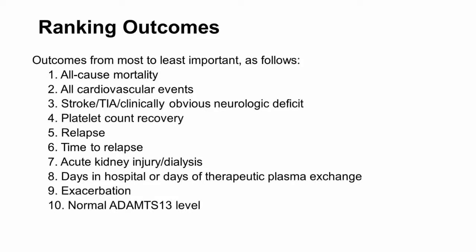So here's our list of outcomes we were interested in. And we rank these outcomes from most to least important. So the most important outcomes were all-cause mortality followed by all cardiovascular events and stroke, TIA, or clinically obvious neurodeficit.